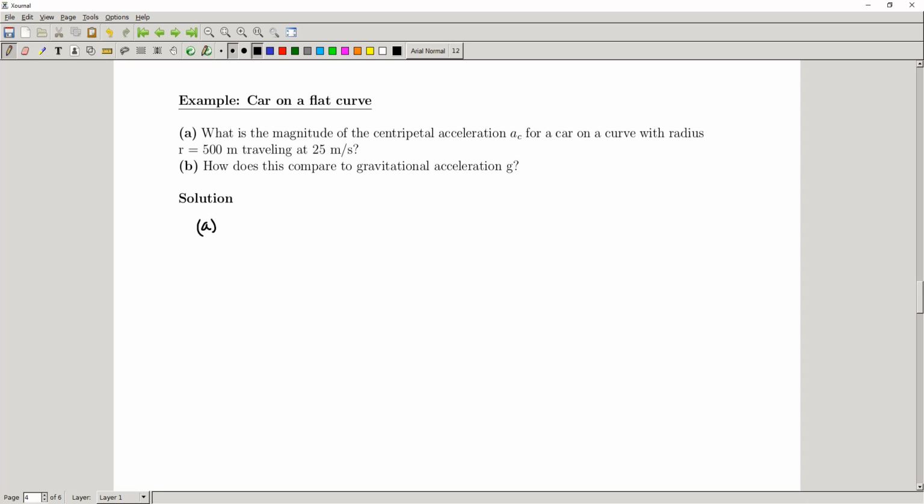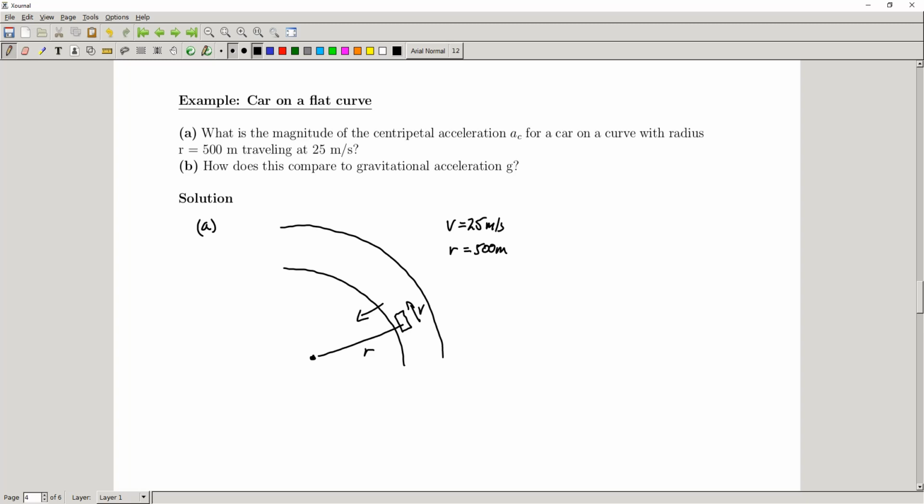maybe I'll draw the problem here. So we have a curve. There's a car traveling on this curve. So this is like an above view, right? So the car has some tangential velocity in this direction. We know that v is equal to 25 meters per second. This curve that the car is on has a radius, and the radius is 500 meters, right? Okay, and we want to know what the centripetal acceleration that the car is experiencing is.